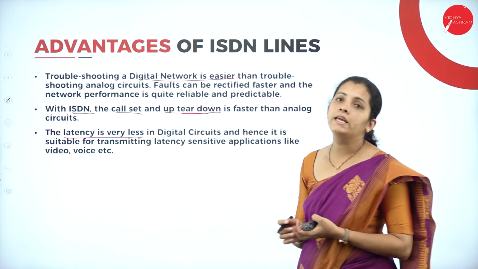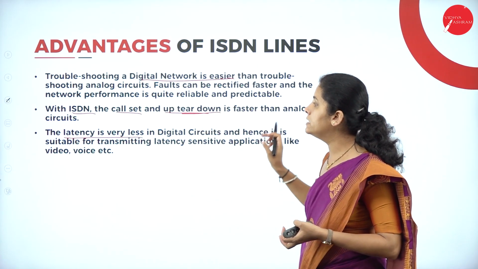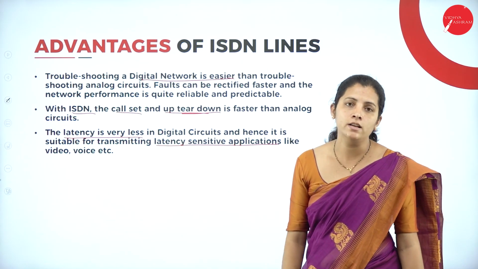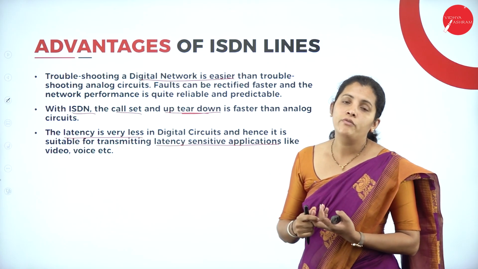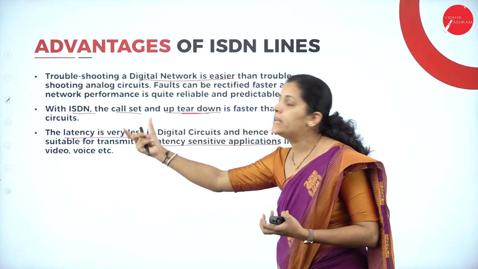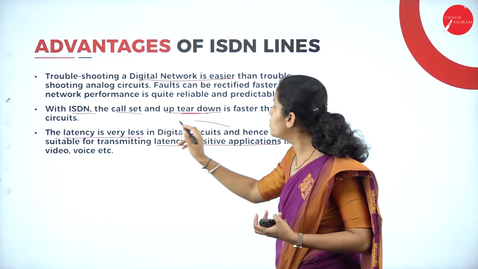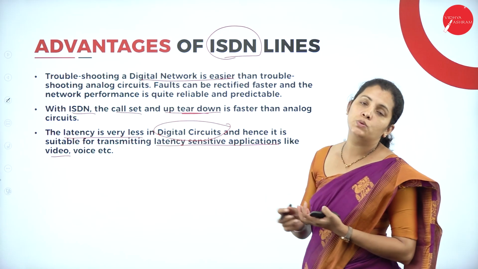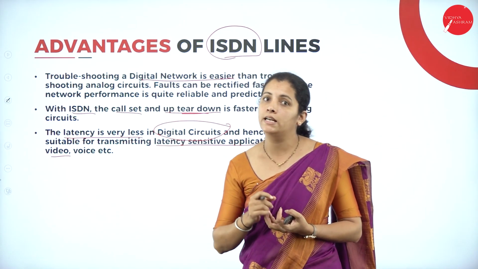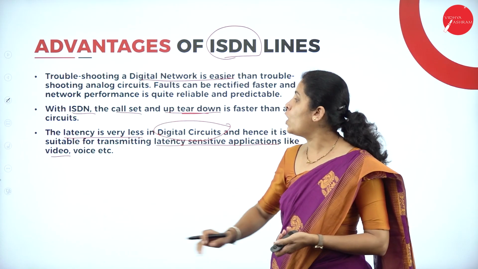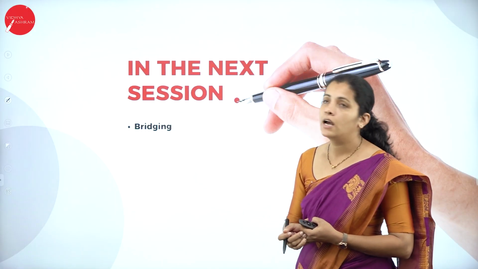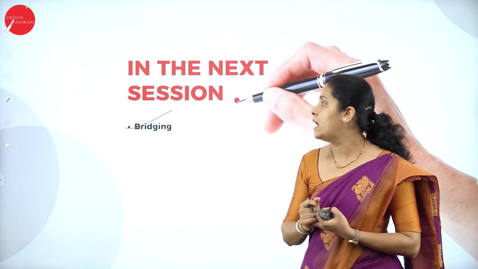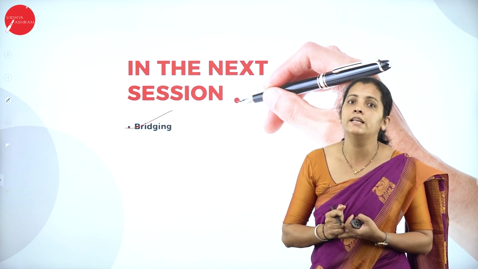The latency is very low in a digital circuit, hence it is suitable for transmitting latency sensitive applications like video and voice. The important advantage of ISDN here is that it provides very low latency because we use a digital circuit. So ISDN is mainly used to transfer digital data, which includes audio, video, or voice data. In my next session, I'm going to deal with bridging: what a bridge is, the advantages and disadvantages of a bridge, and the functionalities of a bridge.